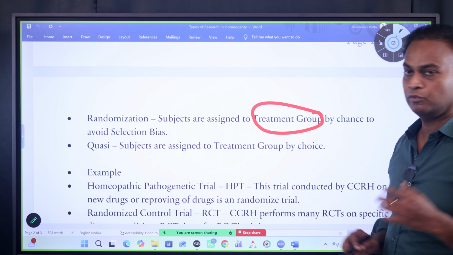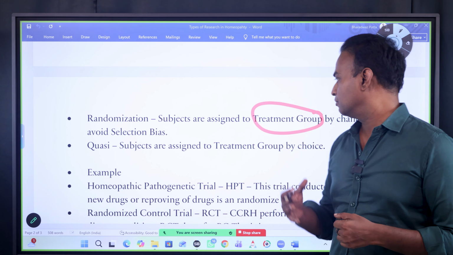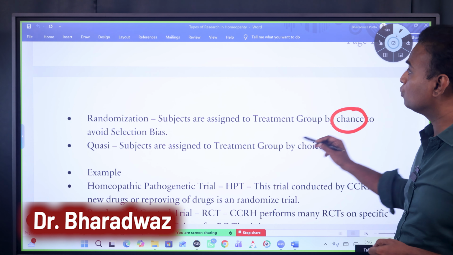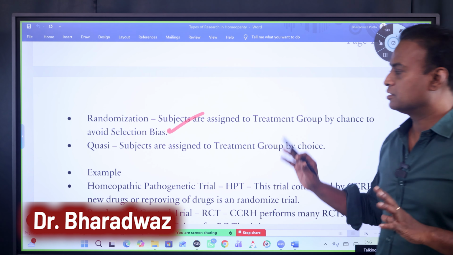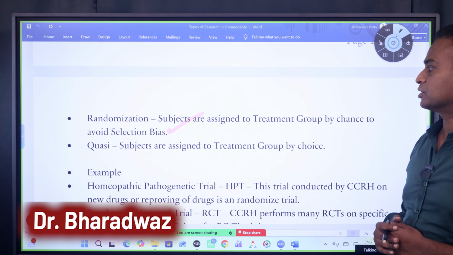Either they are assigned to the active arm or placebo arm or reference arm, whatever it is, or control arm, by chance to avoid selection bias. This is the first type of experimental research. What is the second type of experimental research?